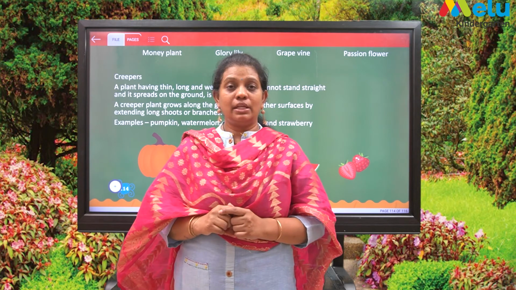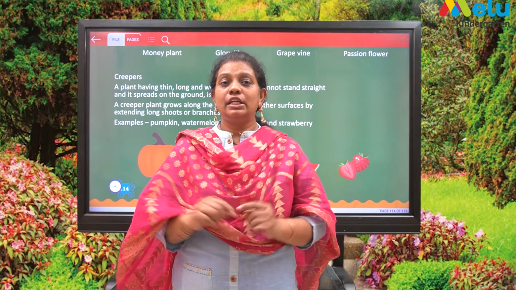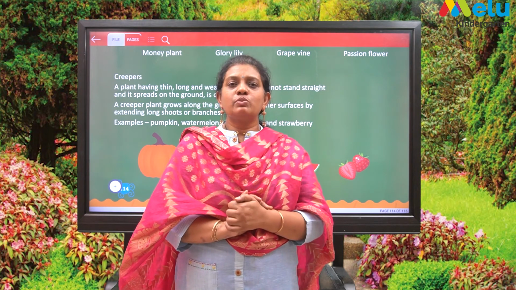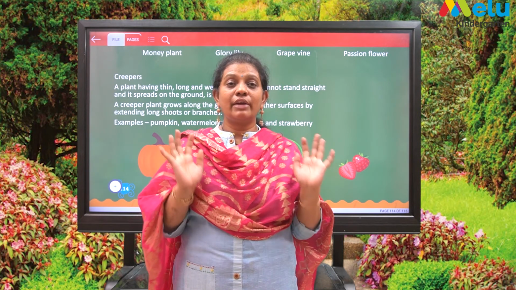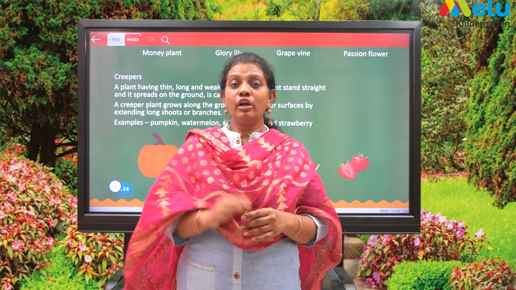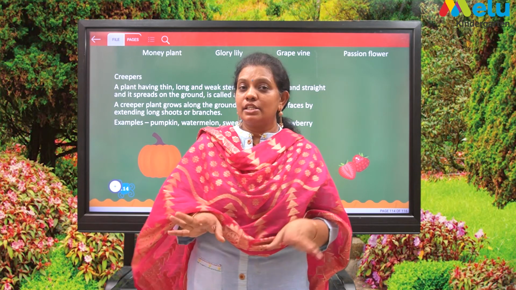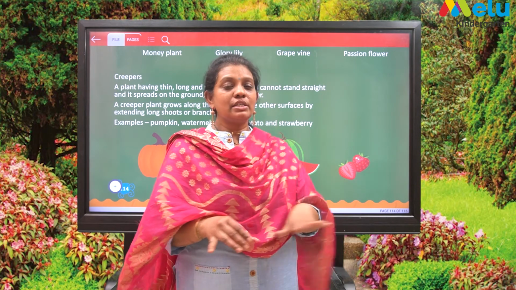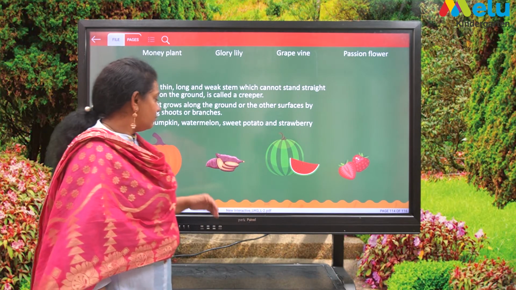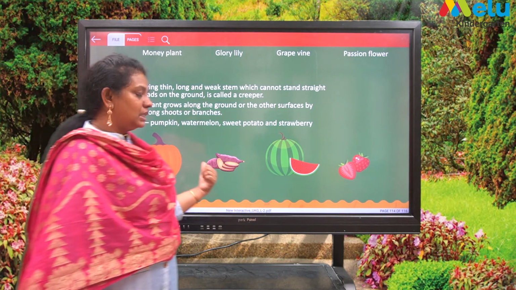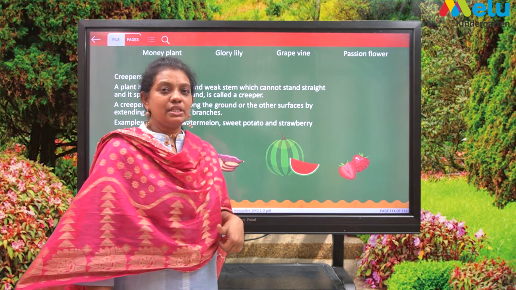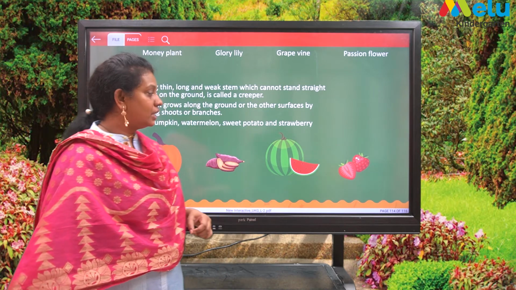Okay children, so climbers and creepers are almost the same, but climbers, if you give support, will grow up, but the creepers don't need that; they grow on the land itself, because almost all the creepers have heavy fruits or heavy vegetables. If you grow them up, maybe it will not give you a good yield. That's the reason it is always happy to spread on the ground. So the examples for them are pumpkin, yam, watermelon and strawberry.